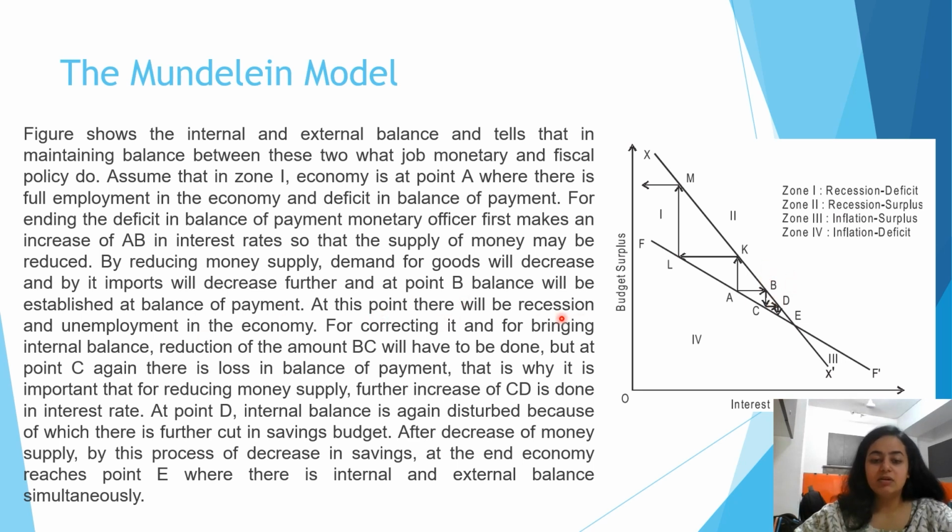At this point, there will be recession and unemployment in the economy. For correcting it and bringing internal balance, a reduction in the amount BC will have to be done. So we reduce it from point B to C. And just like we went from A to B, we'll go to D, then we'll reduce it again, and we will continue this process until we reach the point where there is external balance and internal balance together at the same time. At D, internal balance is again disturbed, because of which there is a further cut in the budget surplus. After the decrease of money supply, by this process of decrease in savings, the economy reaches point E, where there is internal and external balance.